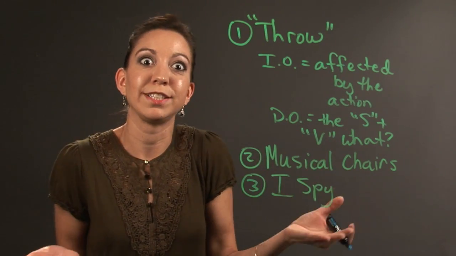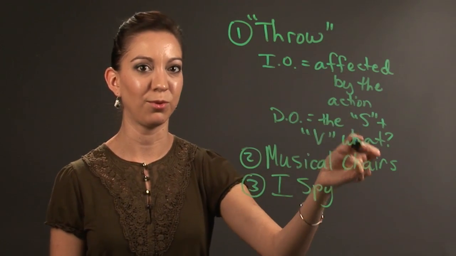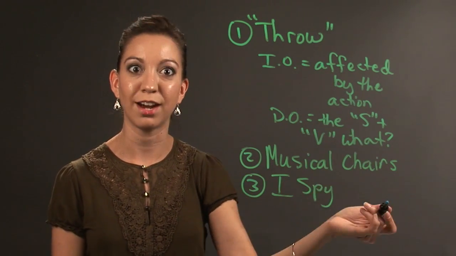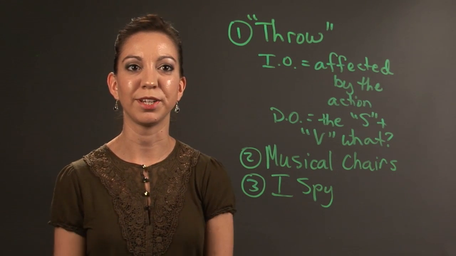Then you say, okay, well, why is that a direct object? Because it, once again, repetition. It's the subject, verb, what. I spy what? I spy a flower. Those are just a few ways to do it, but they've always been pretty good for my classroom.